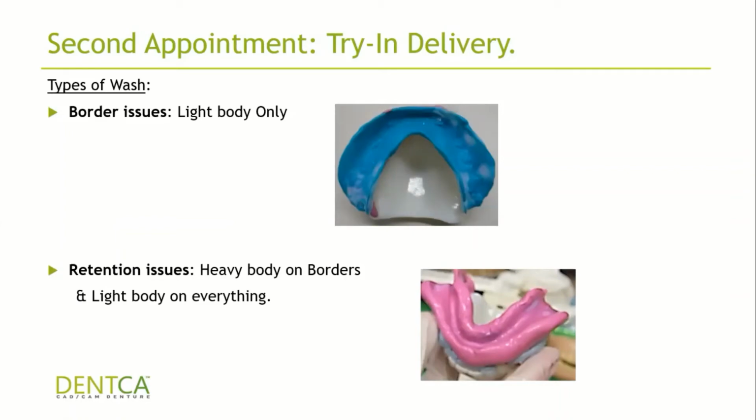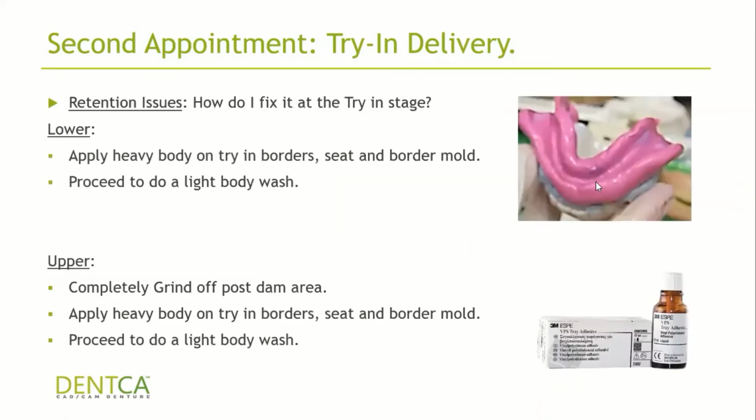If you have retention issues, it's recommended that you put heavy body on the borders, border mold that, and then do a light body wash over everything. One really important detail about this is that the trine is not going to be retentive by itself. So you will need to have a PVS adhesive available in order to do this.